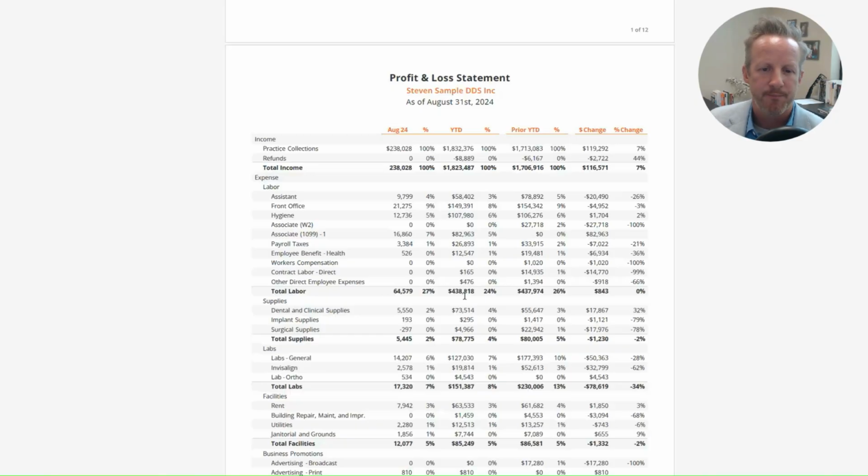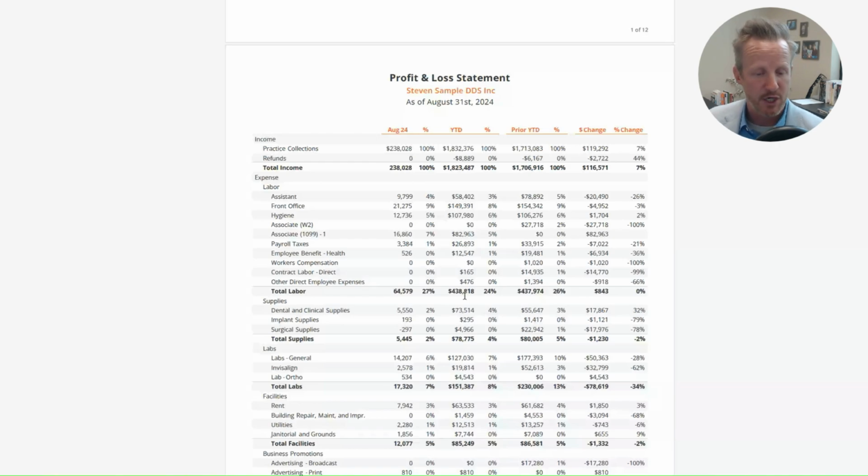Under labor, I have assistant, front office, hygiene, associate W-2s, associates that are 1099s, payroll taxes, employee benefits, workers' compensation, contract labor, and other direct employee expenses. Under supplies, I've got general supplies, implant supplies, surgical supplies. Depending on the type of doctor that you are, you may have other types of supplies.